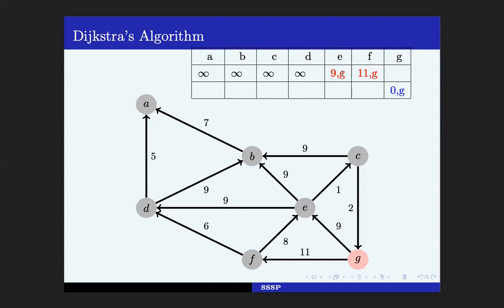It will be important for us to maintain this. Similarly for F, we realize that at this point, when G is explored, the shortest distance from G to F is 11, and that also goes through G. Now at this point, in this array, we have A, B, C, D, E, F.